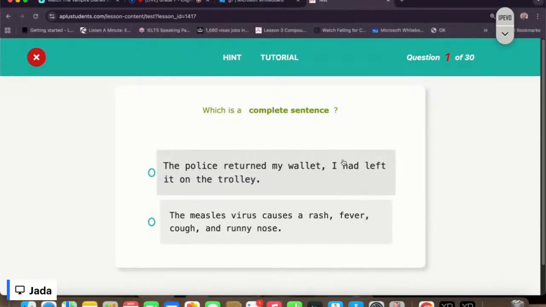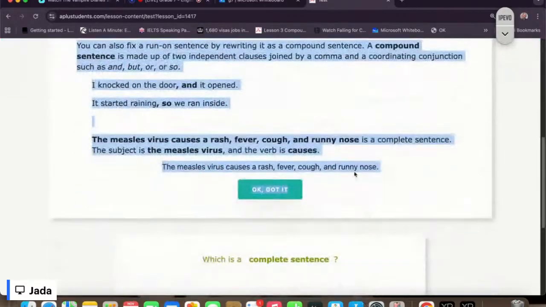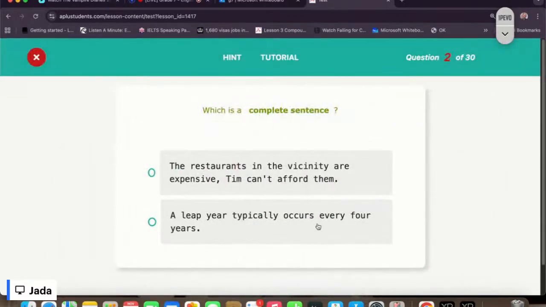All right, so the first one, okay, not the first, but the second, okay? So, which is the complete sentence? Is it the first or the second?